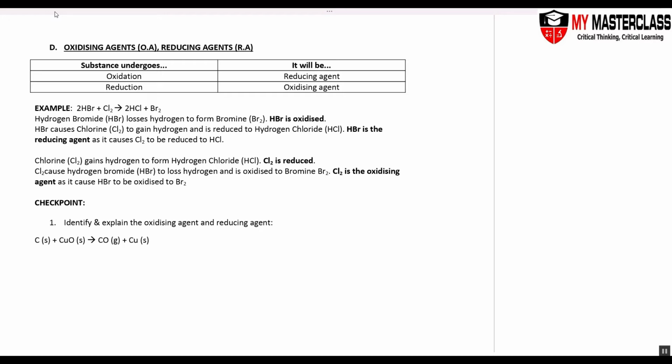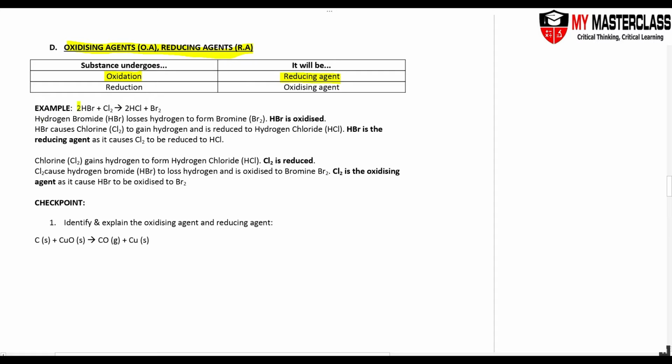Okay, so we have looked at how we count oxidation state, and now we are going to look at oxidizing agents and reducing agents. The substance that undergoes oxidation is the reducing agent. So using this example, let's take a look.